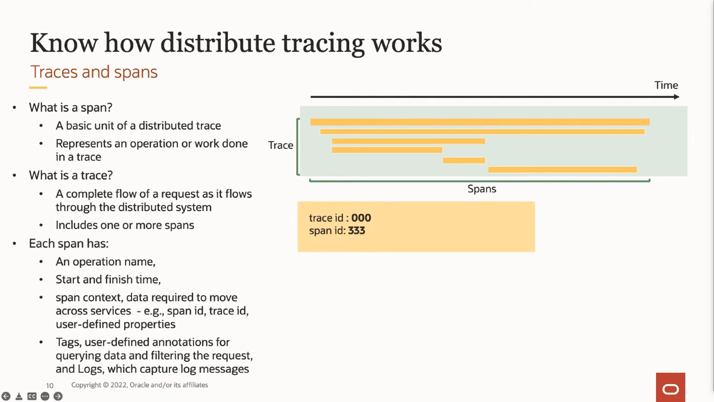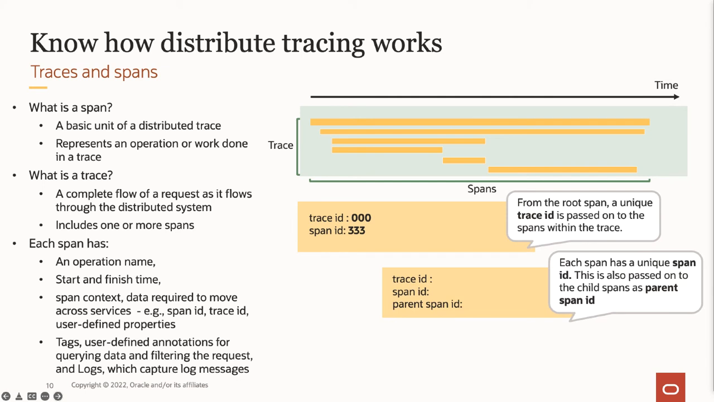When a user or an API call makes a request in a distributed application for the first time, a span is created. This is a root span. This is the first span in the request, so a unique trace ID is assigned. In this example, that is 000. It also gets a unique span ID for the span itself.